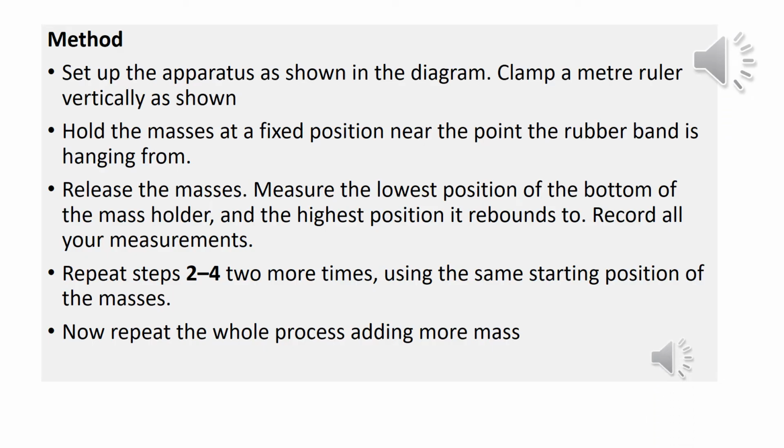So you would set up the equipment as shown in the diagram. You would choose a fixed point at the top of the clamp stand, connect your weights to a rubber band, and then you would drop them. You would then record the lowest point and the highest point, and then you'd repeat those steps a number of times and write down your results.